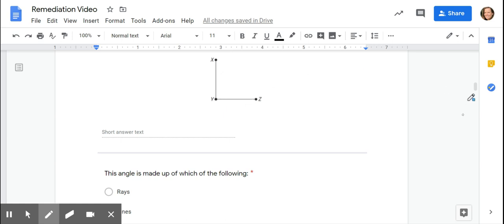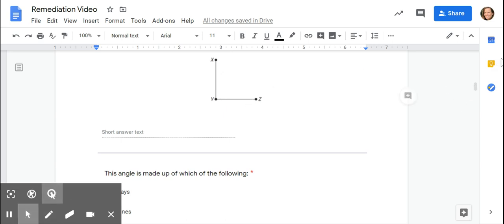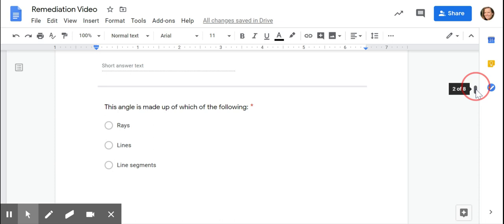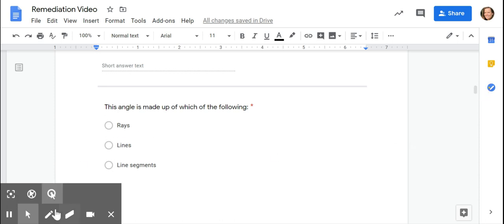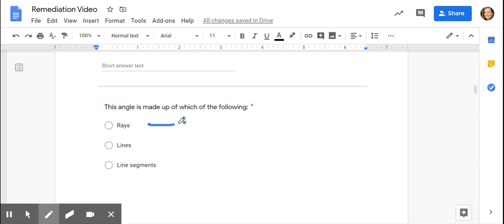Now, for this next question, we need to be able to see angle X, Y, Z, or Z, Y, X. And it asks us, this angle is made up of which of the following? Rays. Well, we know that rays have an endpoint, but go on forever and ever in one direction. So they look like this. Lines go on forever and ever in both directions. And finally, line segments have 2 definitive endpoints. It's just part of a line.